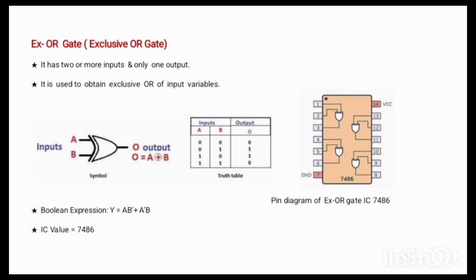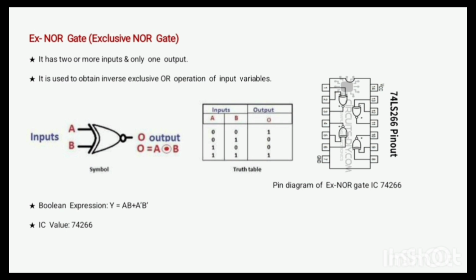Exclusive NOR gate. It has two or more inputs and only one output. It is used to perform inverse exclusive OR operation of two input variables. This is the symbol of XNOR gate. Boolean expression of XNOR gate is y is equals to A B plus A bar into B bar. IC value of XNOR gate is 74266.